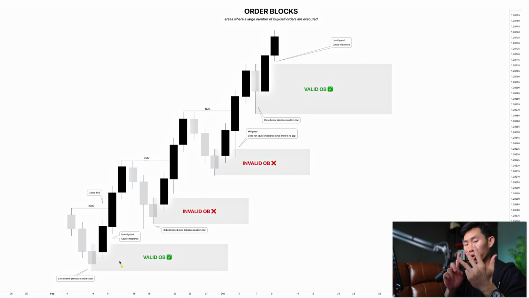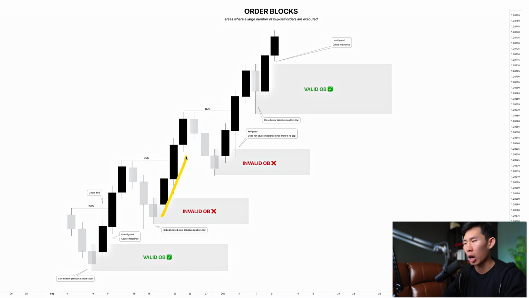And it led to a break of structure. That's the last criteria. It did, right? It did lead to a break of structure. In this case, this tells us that this is a valid order block. So we can expect price to come down here at some point of time, mitigate it before going up even further. And then let's look at this next zone right here.